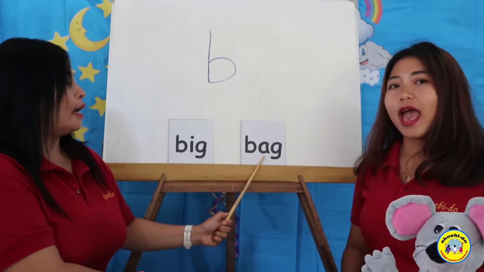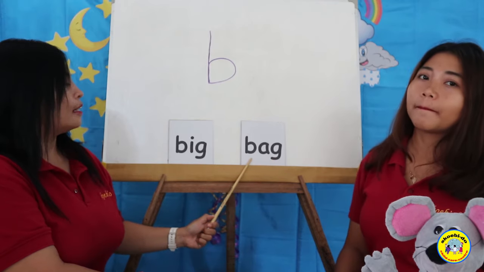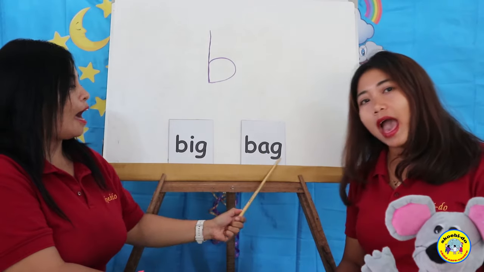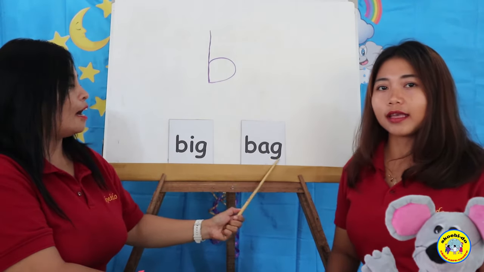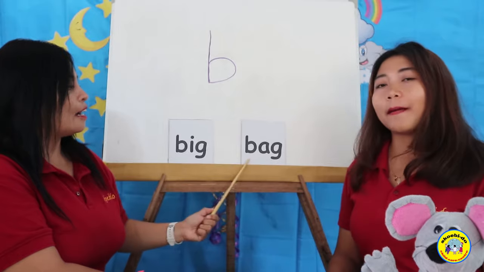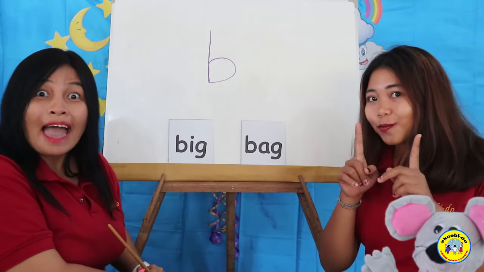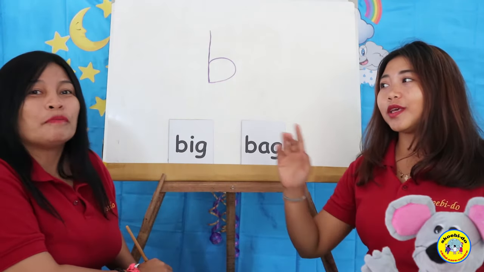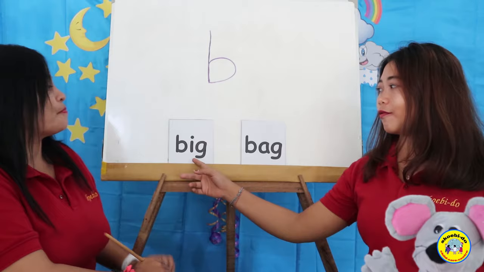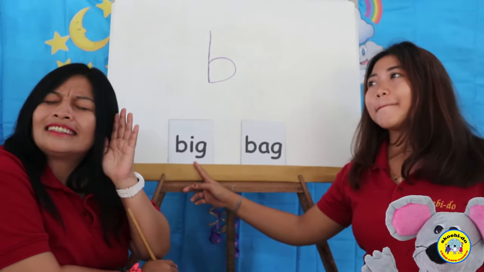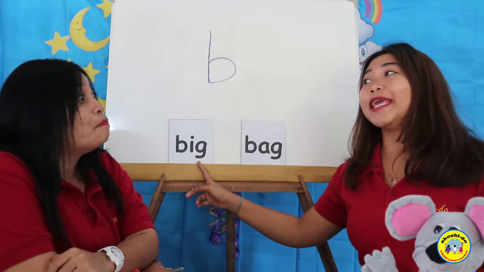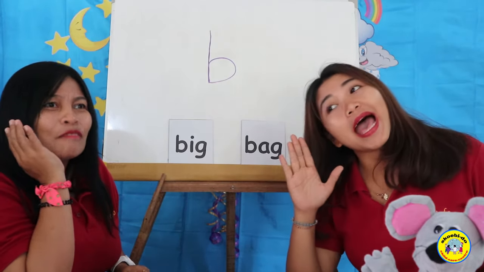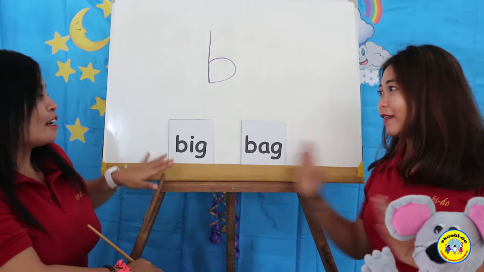B A G. B A G. Bag. Bag. Let's read faster. So we have all together, Miss. What is this before? Yes, you're right. Big. And what is this before? Say louder. Bag. Correct. Let's read it faster.